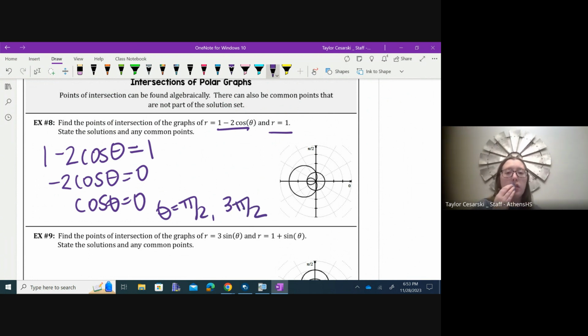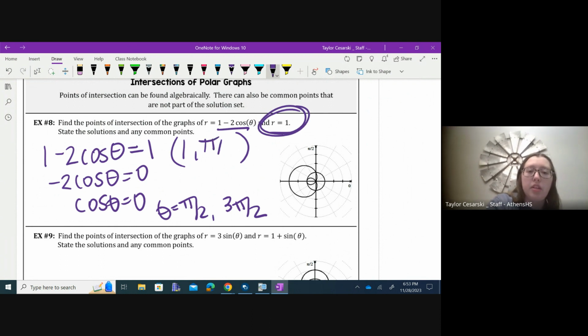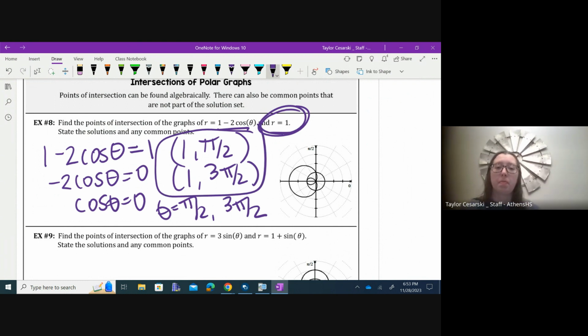We want to write these as ordered pairs. In polar form, remember that's r comma theta. So r is 1, because it tells me that right here in both of these. And so those would be your solutions. So nothing we haven't done before in rectangular form. It's just kind of converting those same ideas into polar form as well.